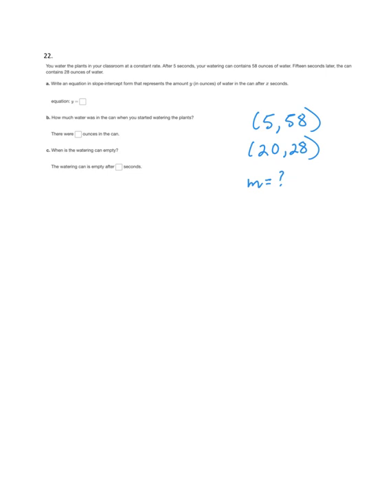And then once you figure out the slope, you're going to use either one of those 2 points to write an equation in point-slope form. And then you're going to simplify that equation into slope-intercept form by solving for y. Then we need to figure out how much water was in the can when you started watering the plants. So you're going to say, well, when x equals 0, what was y? When the number of seconds was 0, how much water was in the can? And when is the watering can empty? That's going to be when y equals 0. You're going to figure out what's x.